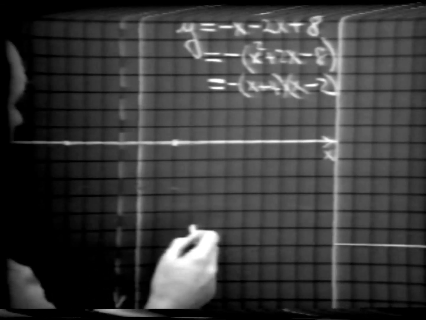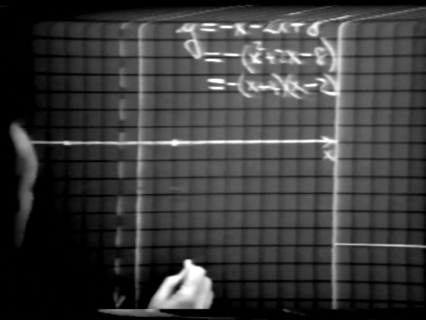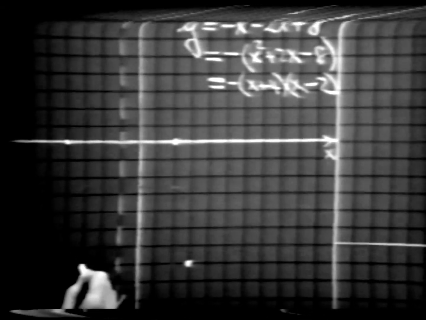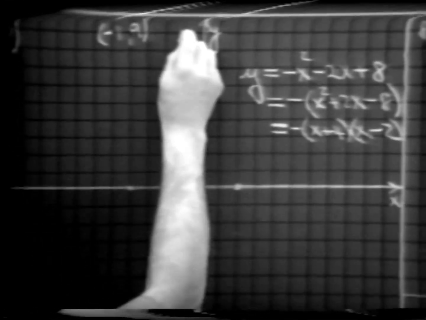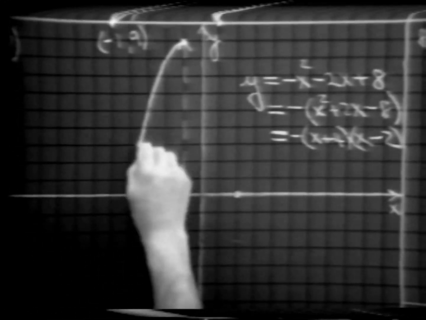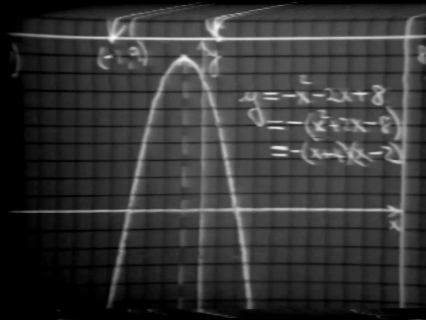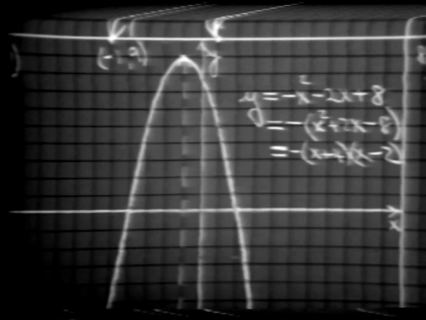1, 2, 3, 4, 5, 6, 7. I think that's all we need. And then on this side we come out 1, 2, 3, 4, so by symmetry, we can come over here 4 units. And in fact, I think I can make a graph which is going to pass through those points. It's going to open downward, is that right? And it's going to be a nice smooth curve passing through those points.